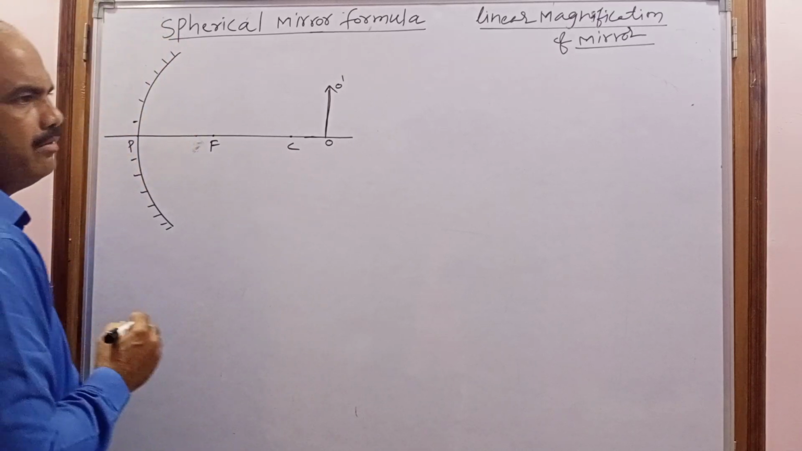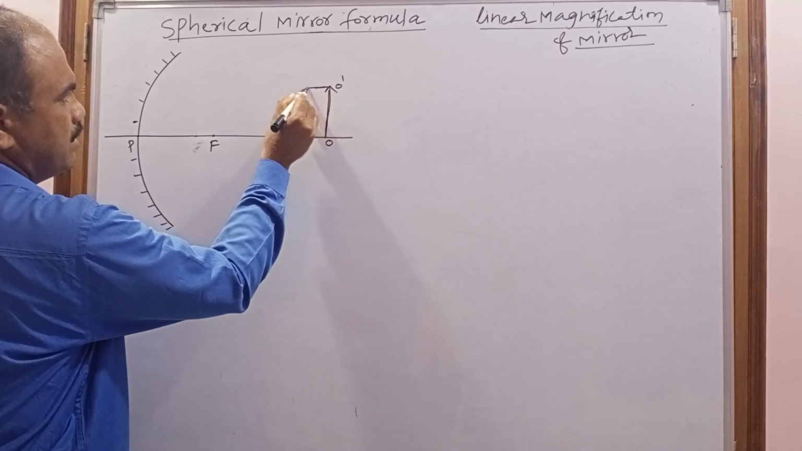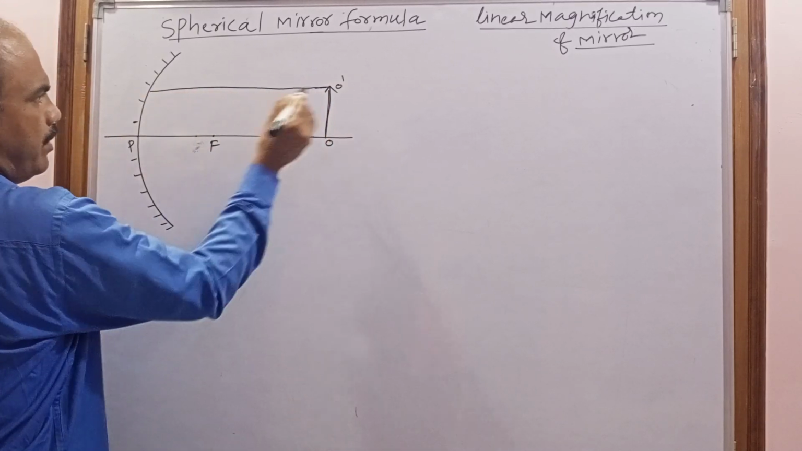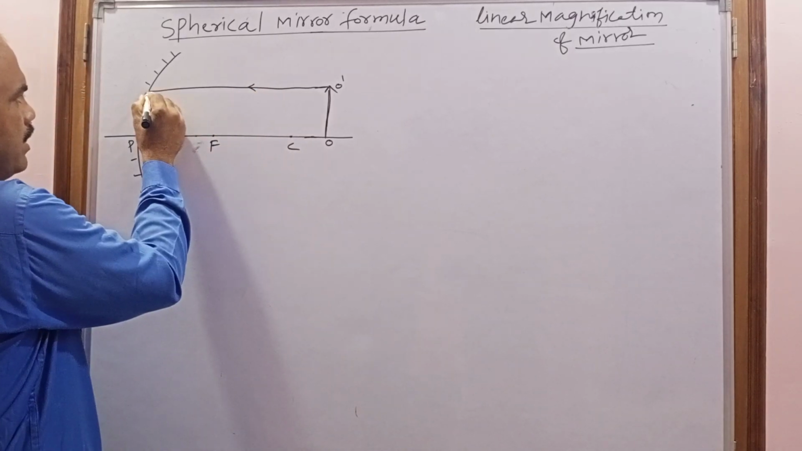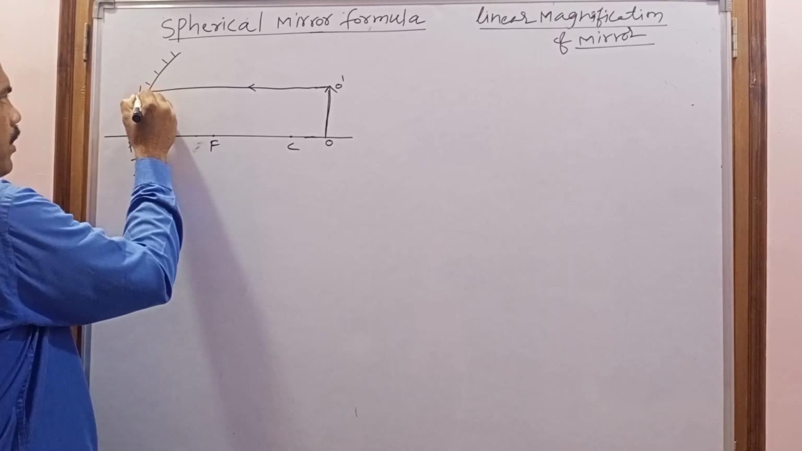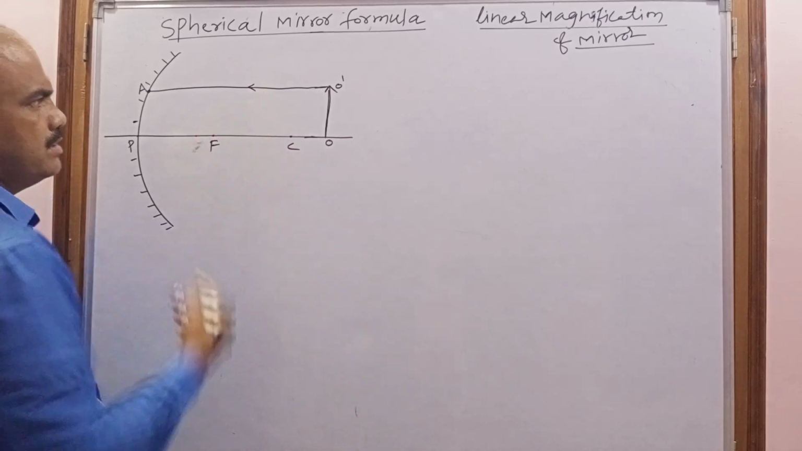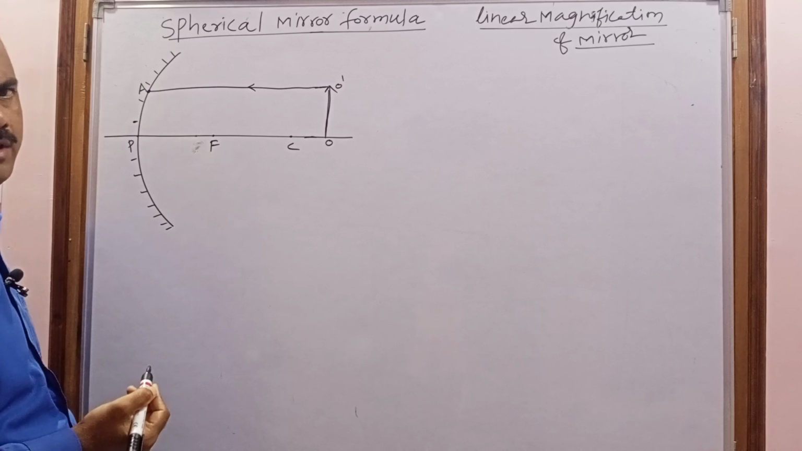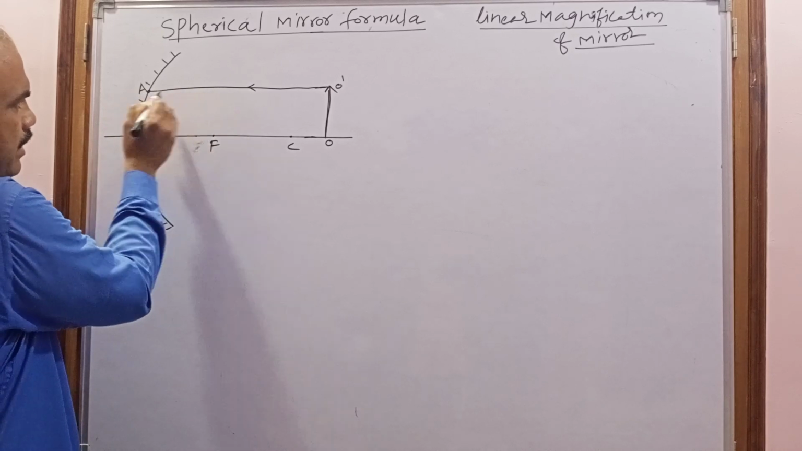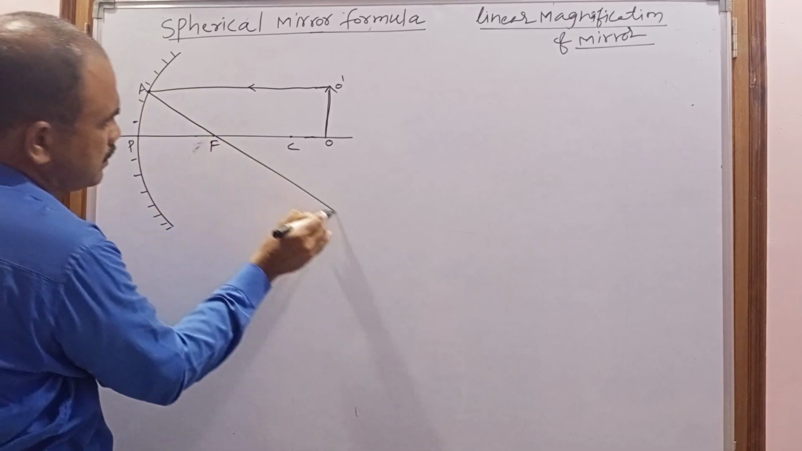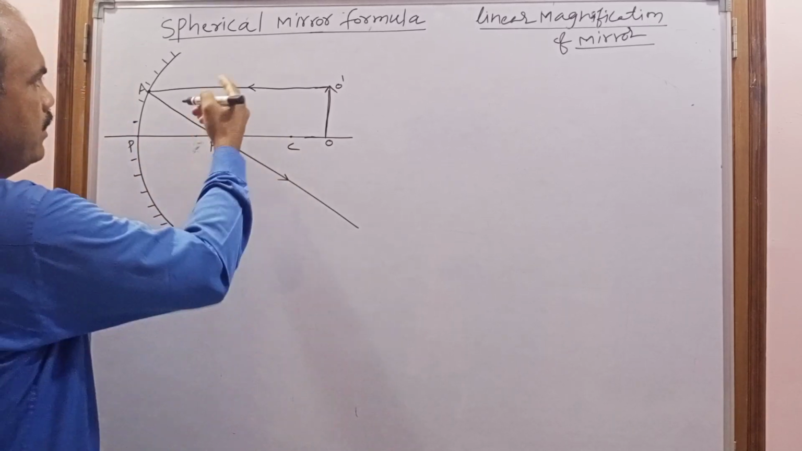First of all, I am taking one incident ray that is coming from the top of the object and is parallel to the principal axis. This is the incident ray. After reaching the mirror, it is incident on the mirror at a point A. Let it be point A. This point A is called the point of incidence for this incident ray. After reflection, how will it be? According to the rules, after reflection this ray will pass through the focus. This is the reflected ray corresponding to this incident ray.